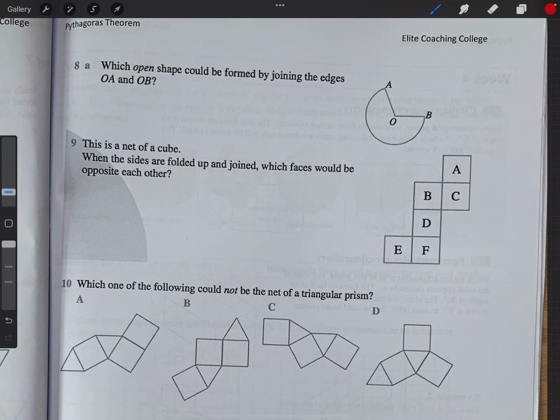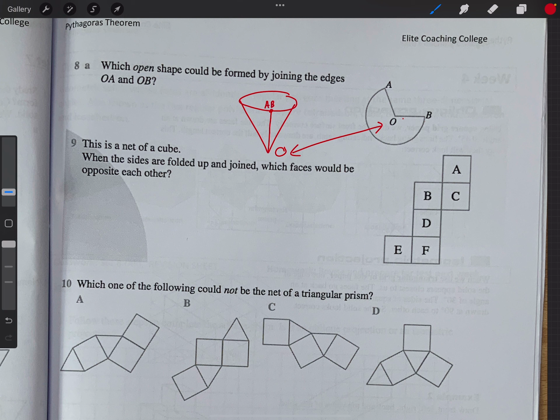Question 8. Which open shape could be formed by joining the edges AO and AB? So if we were to join these 2 edges together, what kind of shape will we get? Now this is going to require a bit of imagination. If you join them together, this will be like the point where everything connects, and you have like a circle. So it's going to be something like this. This is the point O right there. And imagine there's a line. This is A, and B is now joined together to become this point here.